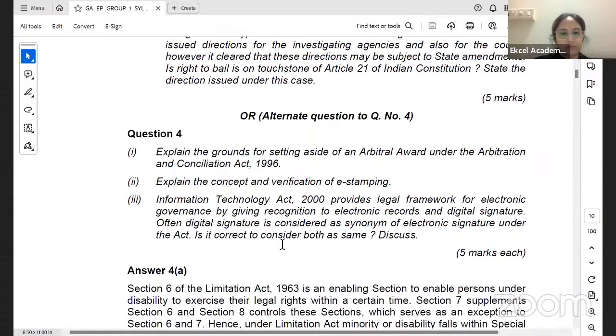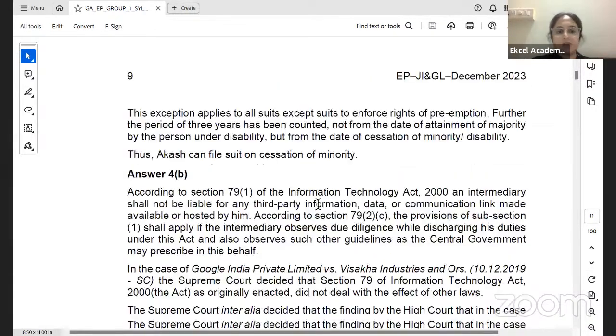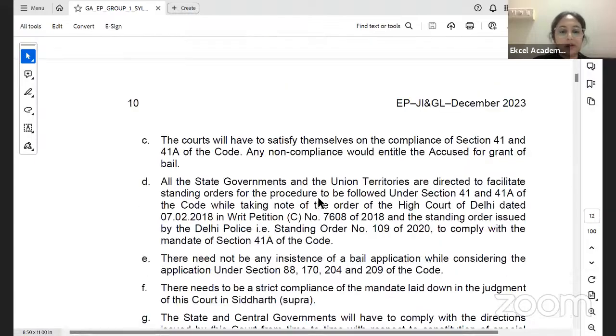Then we will go to alternate, that is 4A. The first question is: explain the grounds for setting aside of an award under the Arbitration and Conciliation Act 1996. See, this is an easy, direct question. So you have to just explain the grounds.